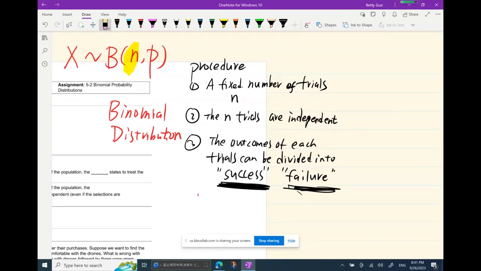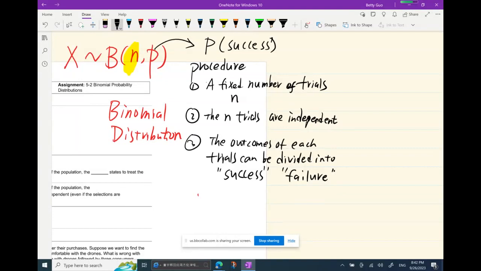So we are able to classify all the possible outcomes into two categories. One category is a success, the other category is a failure. For example, if you toss a coin and you let getting a head be a success, then getting a tail would be failure, right? And you know what? The probability here, p, is the probability of success.